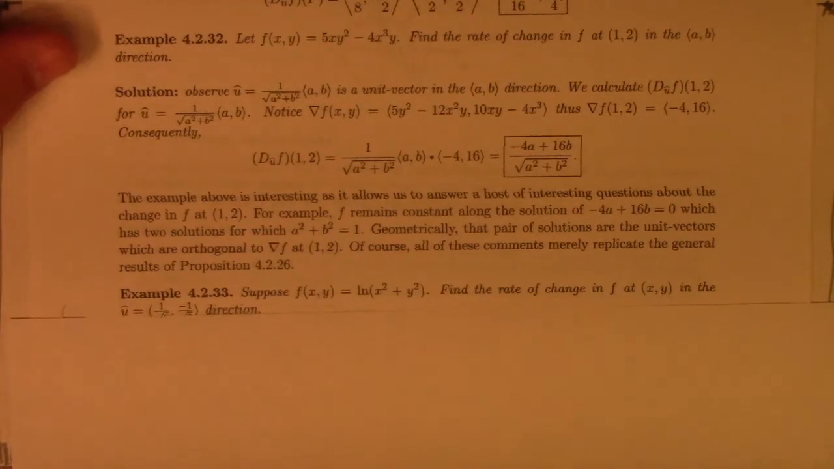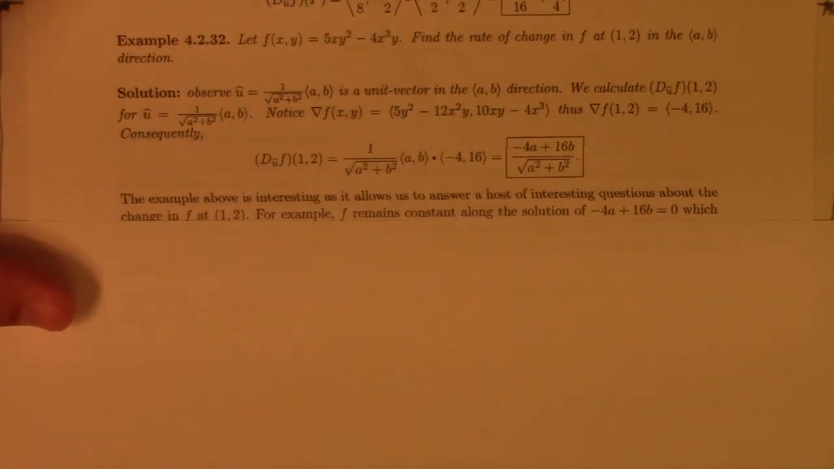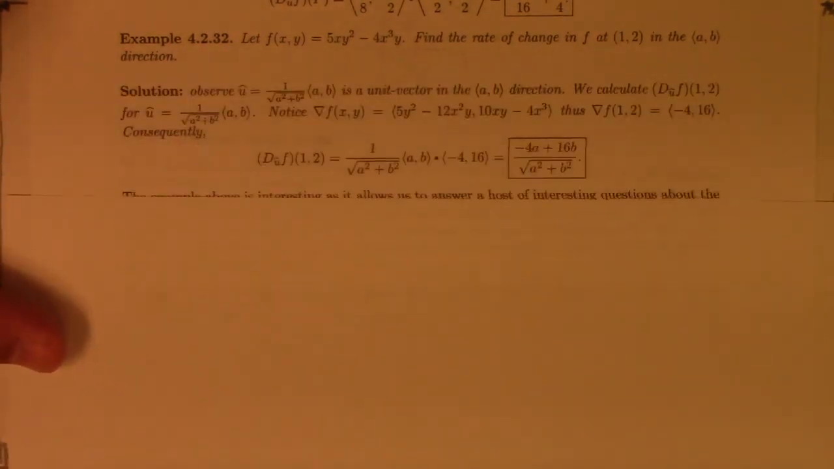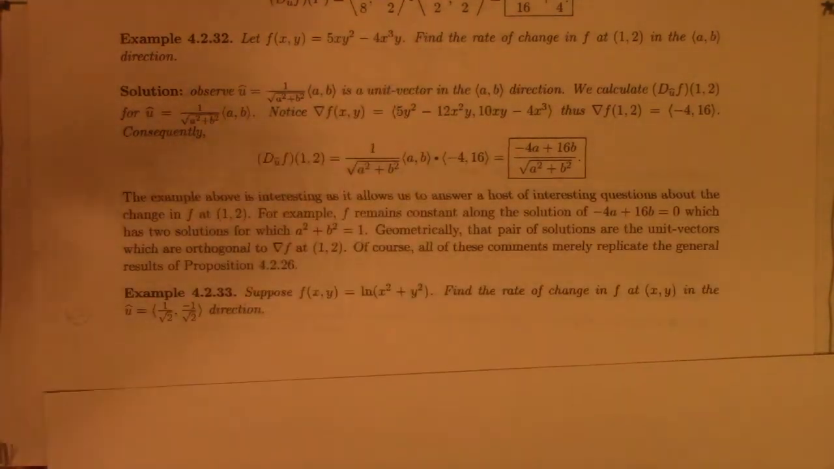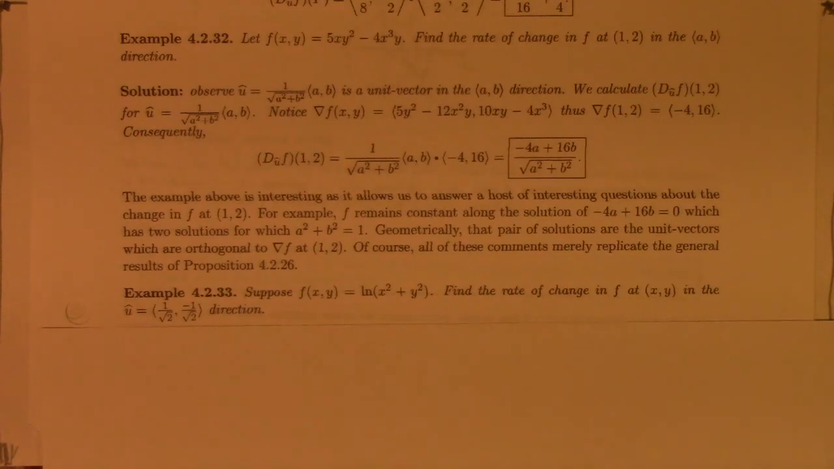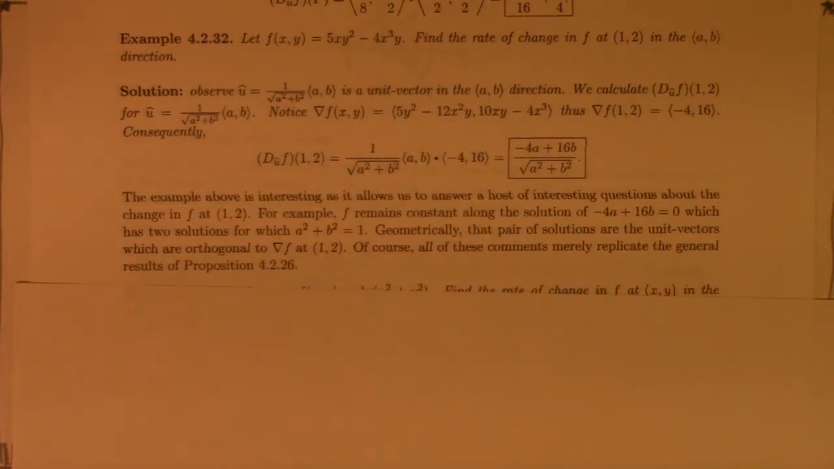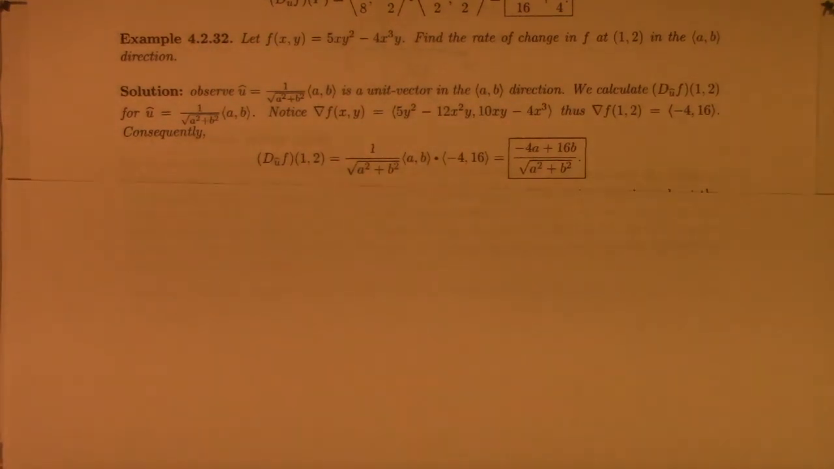Another example. So this one I have an arbitrary direction, and at the point 1, 2, find the rate of change. And so of course the answer is a function of a and b in this case. So that's kind of an interesting example. If you come up with that formula, then you can think about how the function changes in all kinds of different directions, all at once, instead of just thinking about one direction.